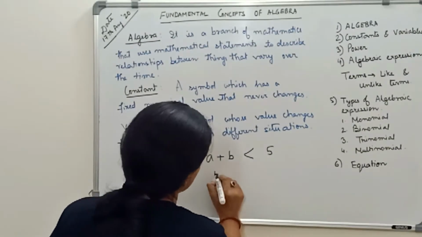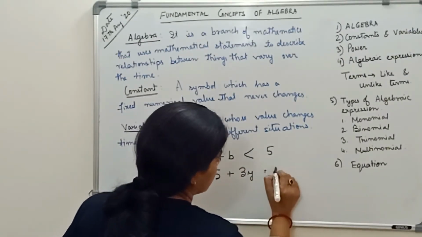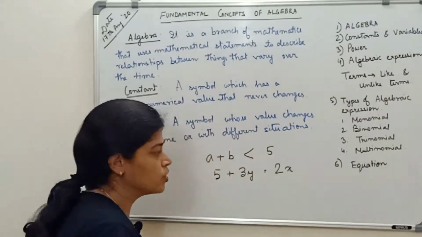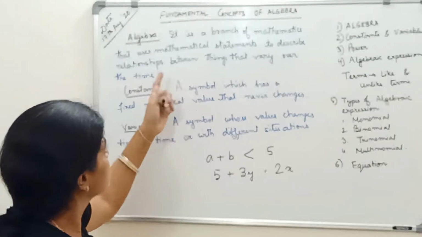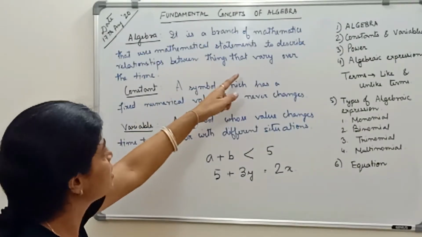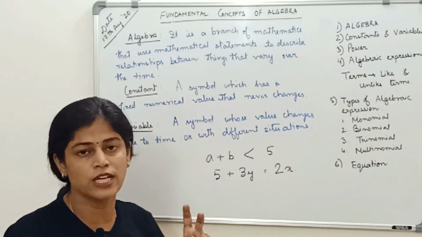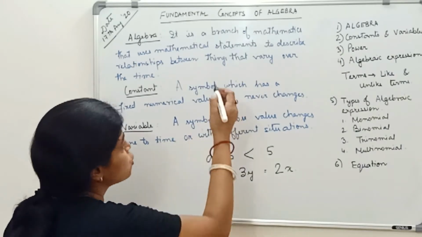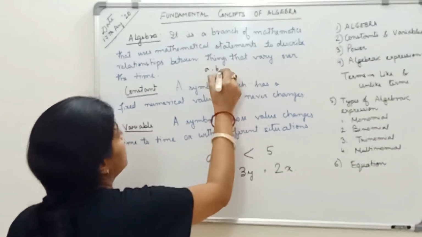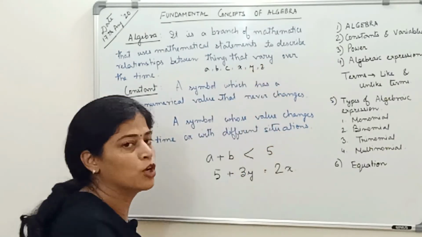Suppose if I say 5 plus 3y is equal to 2x. So this is a mathematical statement. It describes the relationship between things that vary over time. Some of the symbols we use that are varying are called variables, and the symbols we use are small a, small b, small c, then x, y, z. These types of symbols we use.